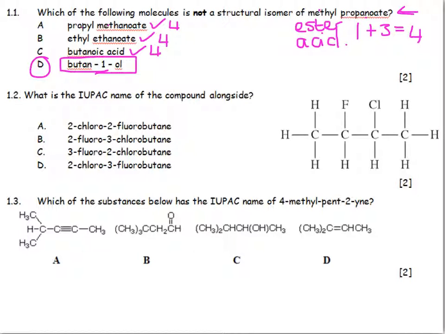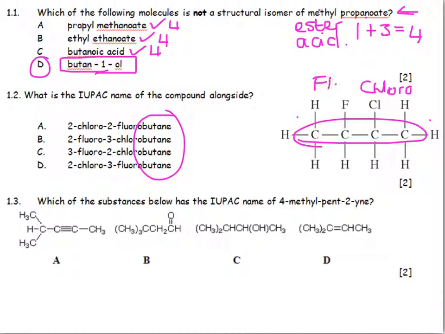What is the IUPAC name for the compound alongside? They're 4, so that's not a big deal because they've told me all of them are butane, which is terrific. And then we're going to label from the side closest to the left or the right, or perhaps we will look at the fact that that is chloro and that is fluoro, and as a result, alphabetically, the chloro comes first. So it's 1, 2, 3, 4, and as a result, you end up with 2-chloro-3-fluorobutane.